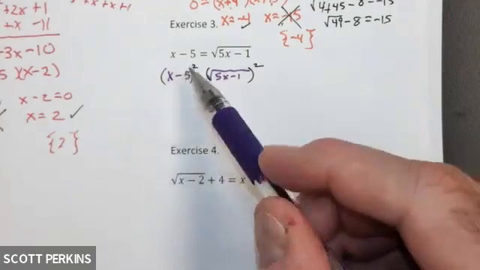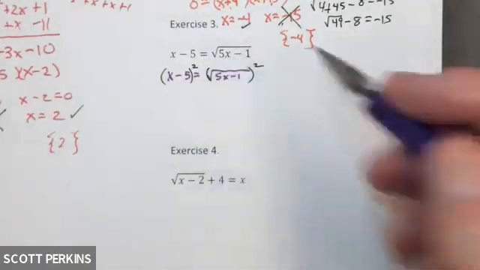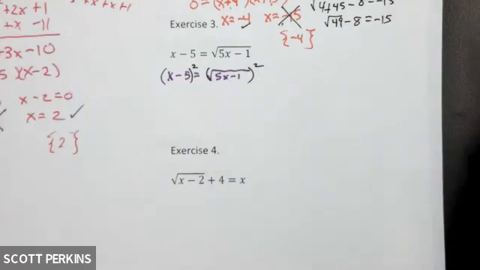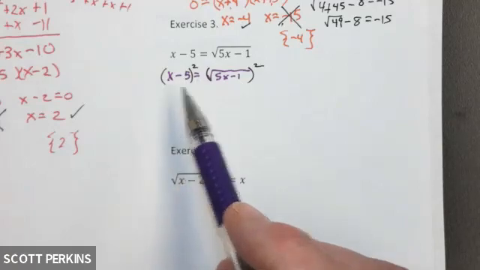This one, I saved you a little work. One step. I've already put the 5 on the other side. So we've got x minus 5 is equal to the square root of 5x minus 1. So I'm going to square both sides. You can see that being done right here.